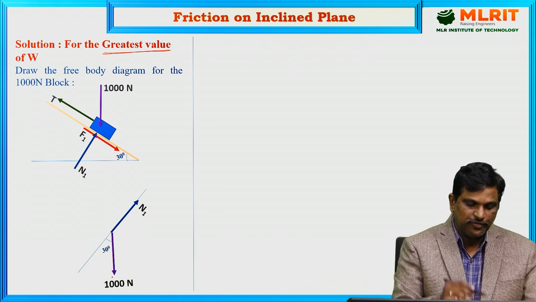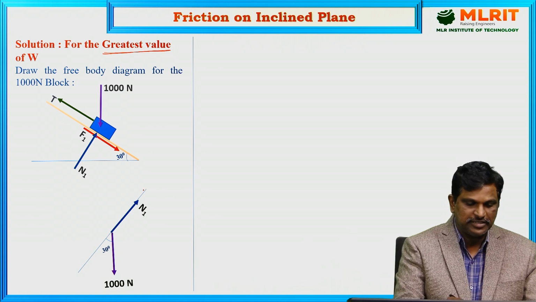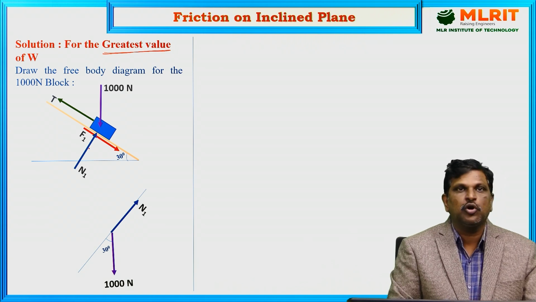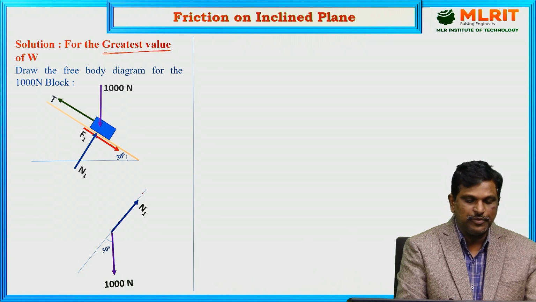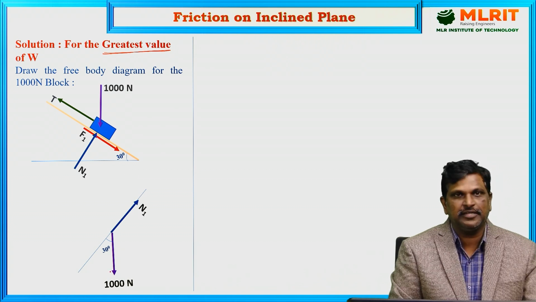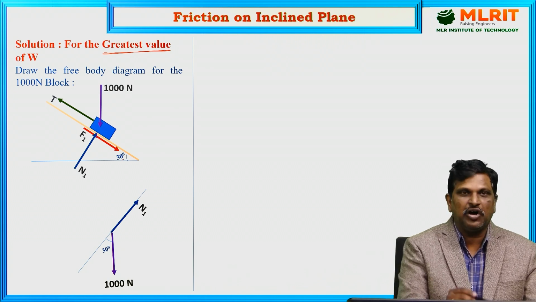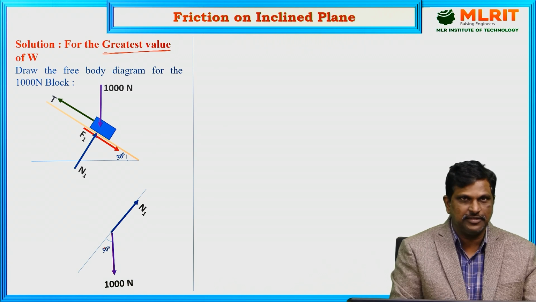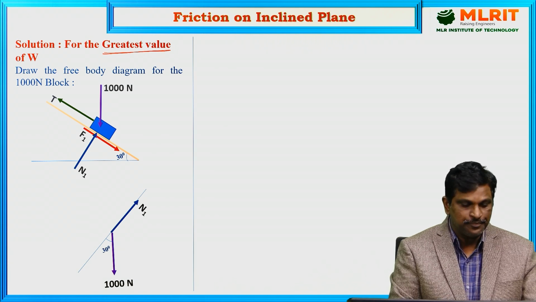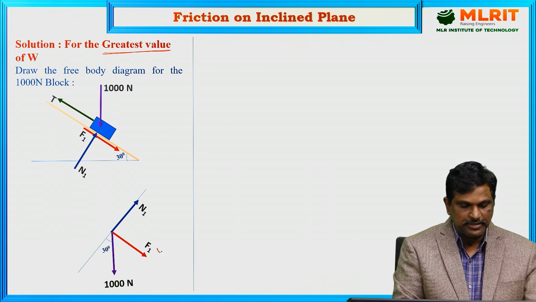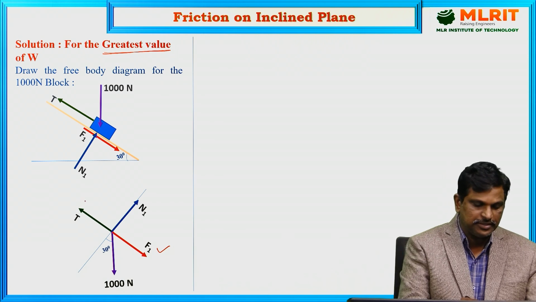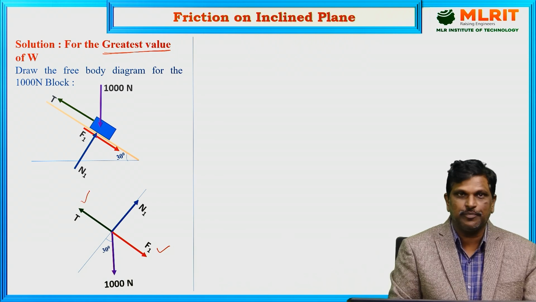1000 Newtons weight always acts vertically downwards. Normal reaction will always be perpendicular to the contact surface. The angle between normal reaction and weight is nothing but the angle of the plane, 30 degrees. We have seen in the previous case how to calculate it. The friction is acting in the downward direction and tension is acting in the upward direction parallel to the plane.